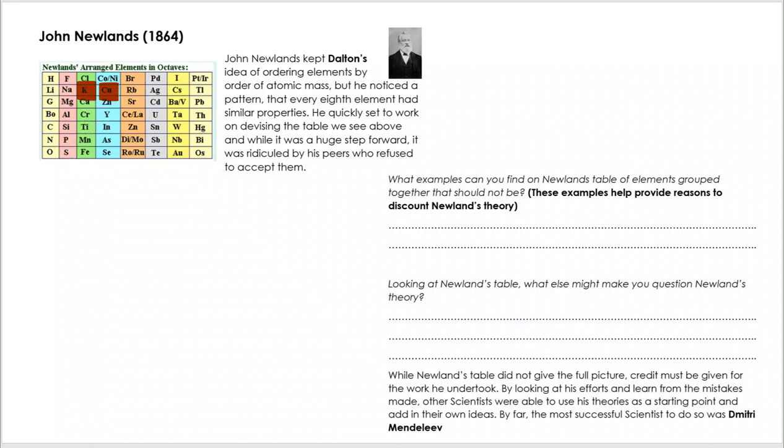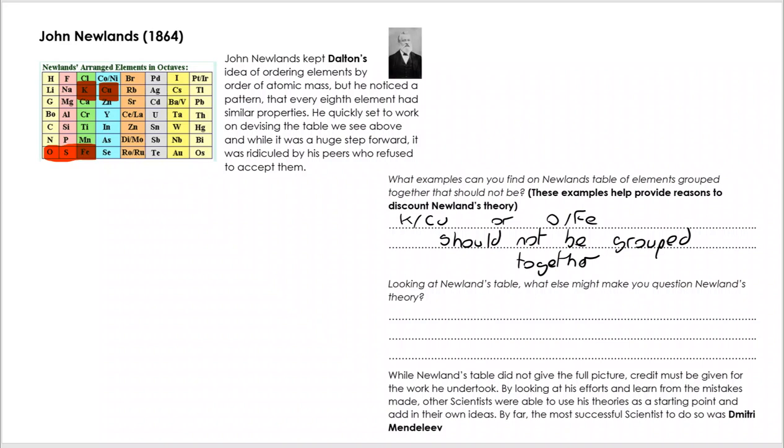Potassium and copper together. Potassium, an incredibly reactive metal that ignites on contact with water, and copper, a metal that doesn't react with water to the point it can be used in water pipes. We've also got silver in that same group, which is an incredibly unreactive metal. And we've also got down here iron with oxygen and sulfur. A metal and a gas grouped together. That does not make a huge amount of sense. So I've put those two examples down, potassium and copper, or oxygen and iron. They shouldn't be grouped together.